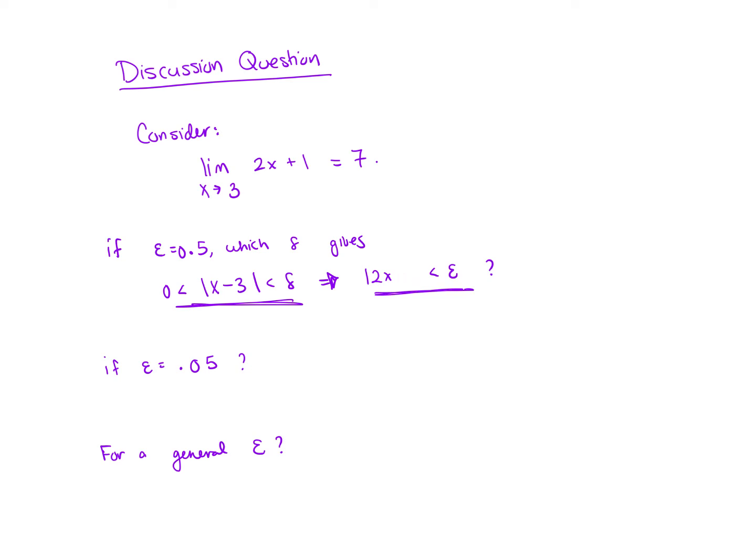So I forgot to put the 7 in here. Let's add that in. So I want that |2x plus 1 minus 7| to be less than epsilon. So find that delta when epsilon equals 0.5. Then find the same delta, so same question, but now epsilon equals 0.05. And then for general epsilon, what would that delta be? And once you do that, then you can go ahead and write out the nice precise proof that this limit does equal 7.